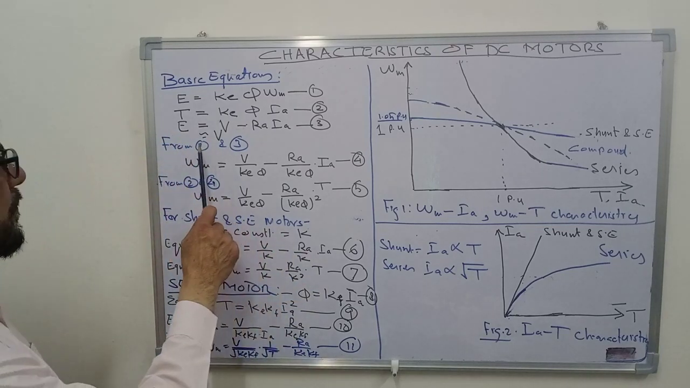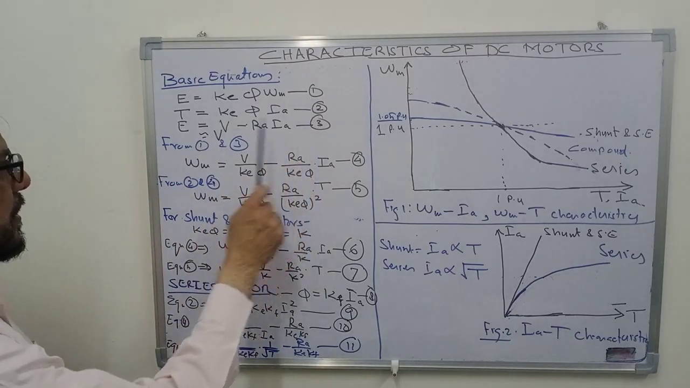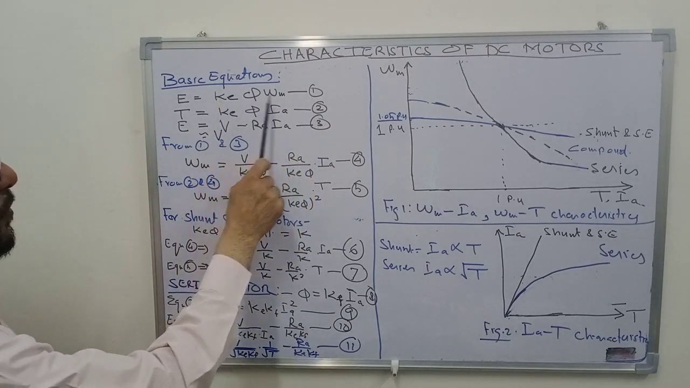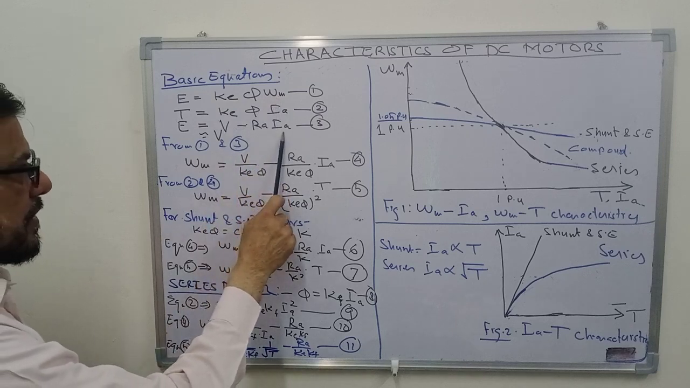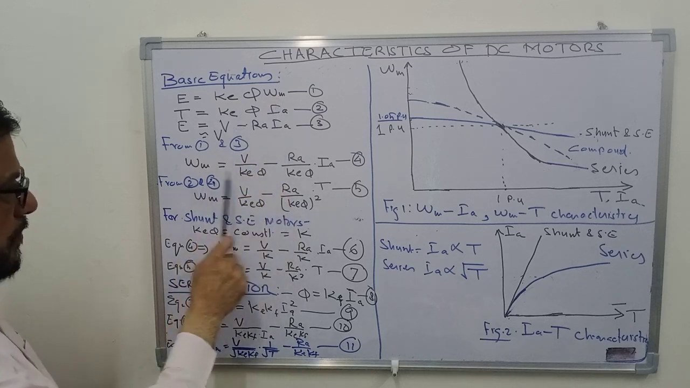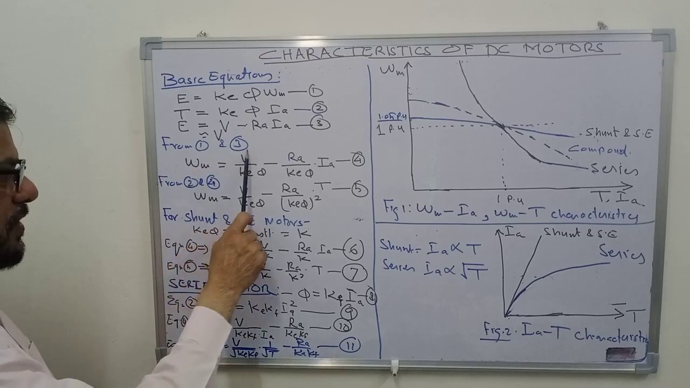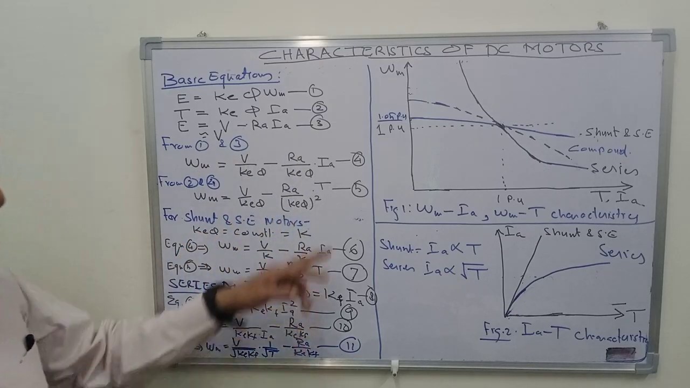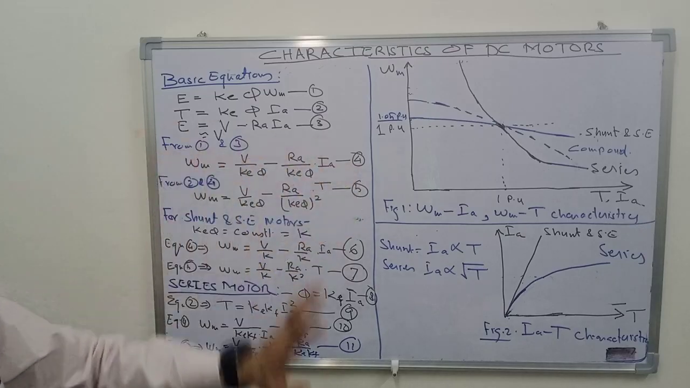Now if we take equations 1 and 3 and equate them, Ke phi omega m equals V minus Ra Ia, and rearranging, you will get omega m equal to V upon K phi minus Ra upon K phi into Ia. So this is equation number 4.